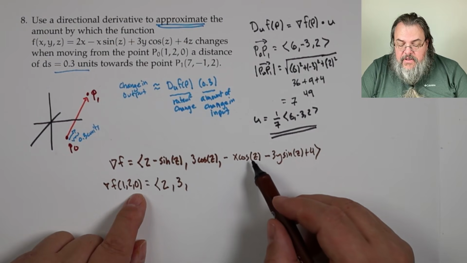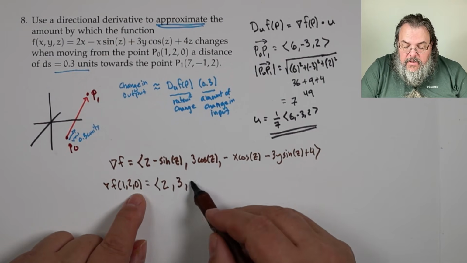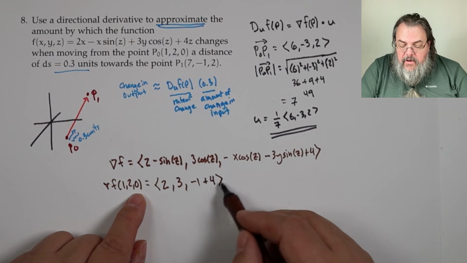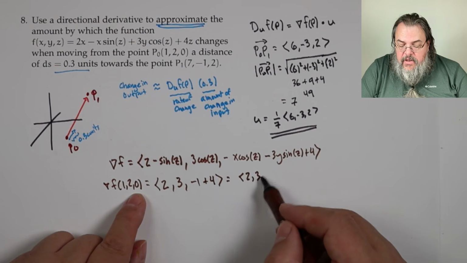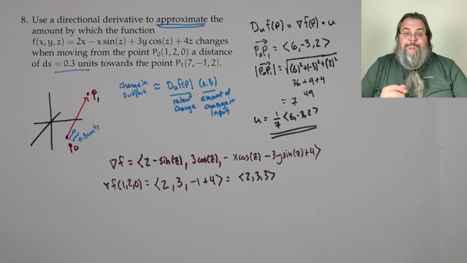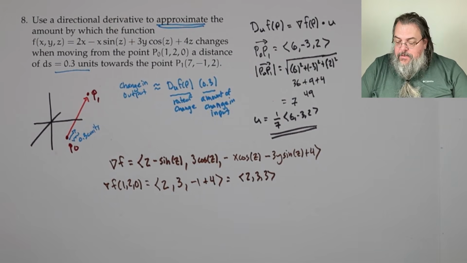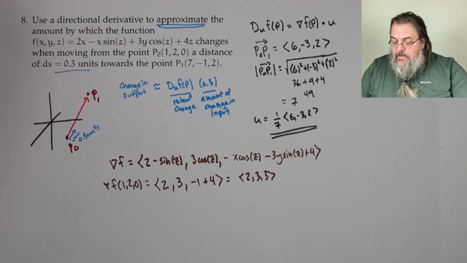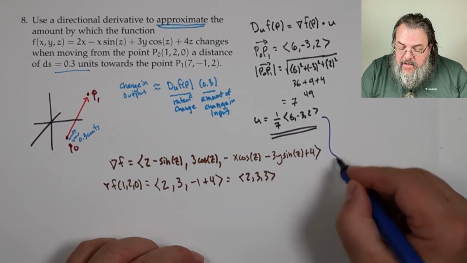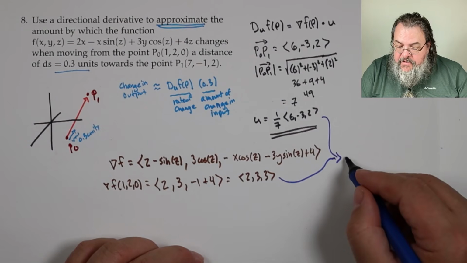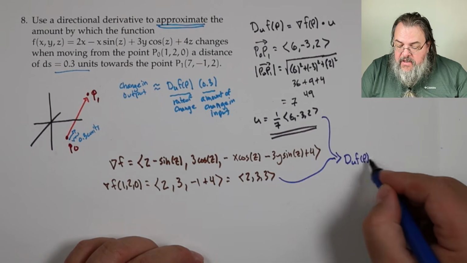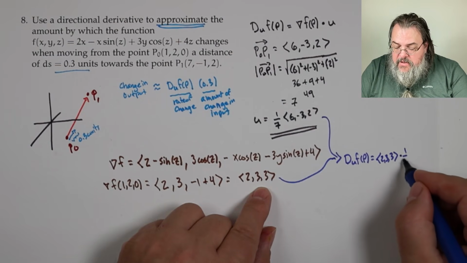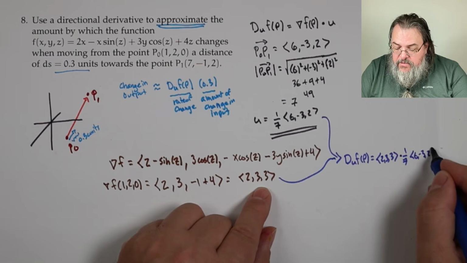Cosine of 0 is a 1, so there's a minus 1. Sine of 0 is 0, so that goes away, and a plus 4. So that makes it 2, 3, 3. All right, so we now put these two pieces together, and their powers combined, they are the directional derivative. So our D_u f at P is (2, 3, 3) dot 1/7 (6, -3, 2).